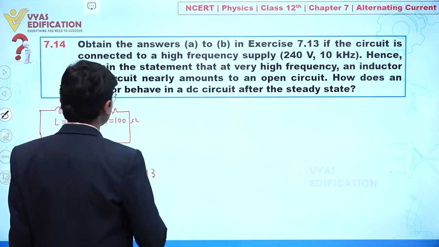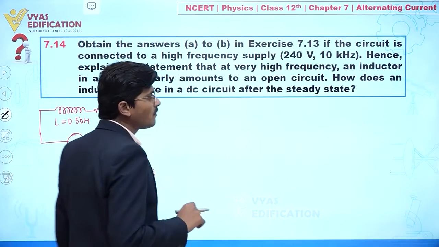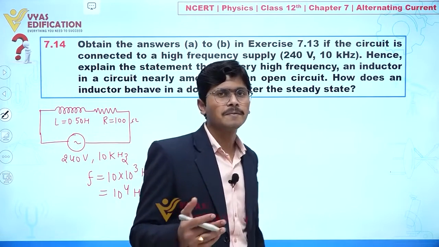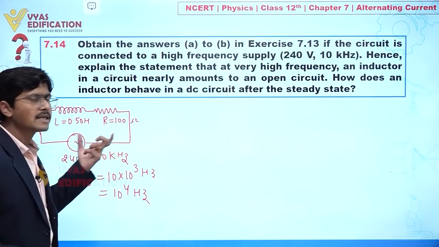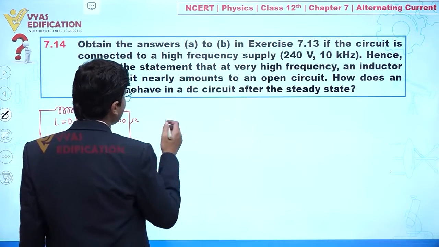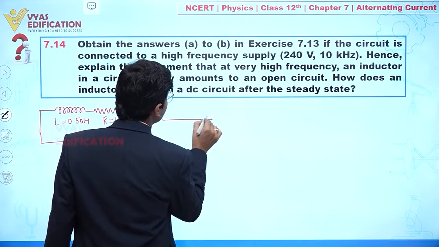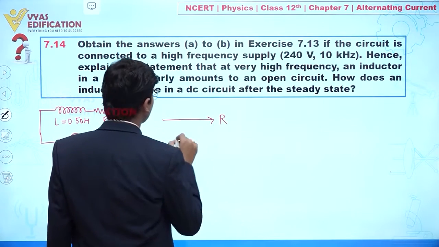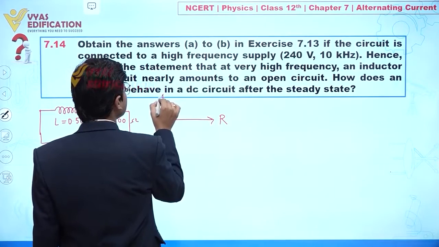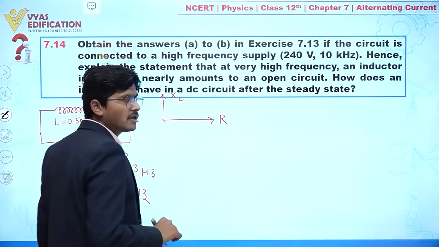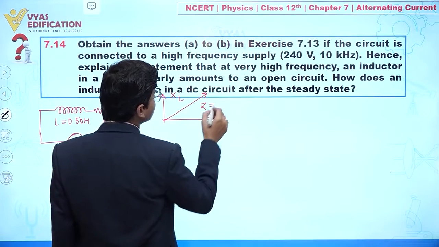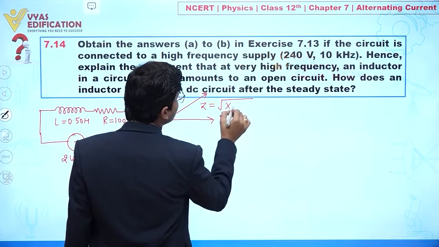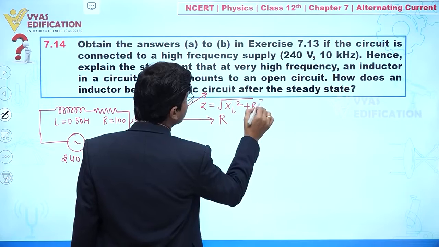Clear? So first let us try to find the value of I naught, meaning maximum current. But before that you can see we have an inductor and a resistor. So if we draw an impedance triangle, let's suppose this is the direction of R, and in this direction we have XL. So if I talk about impedance, this is given by Z, equal to the square root of XL square plus R square.